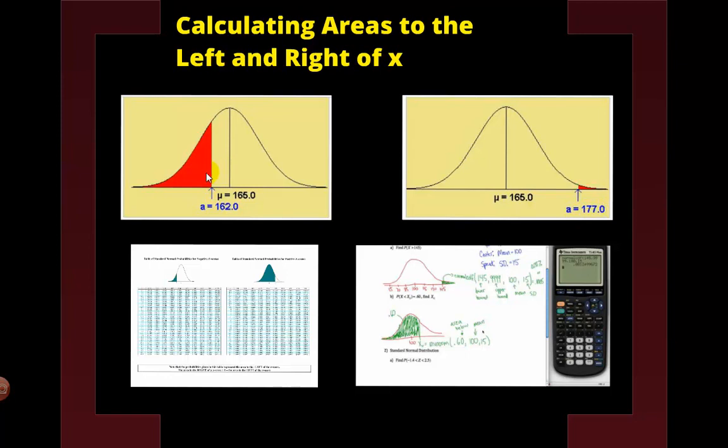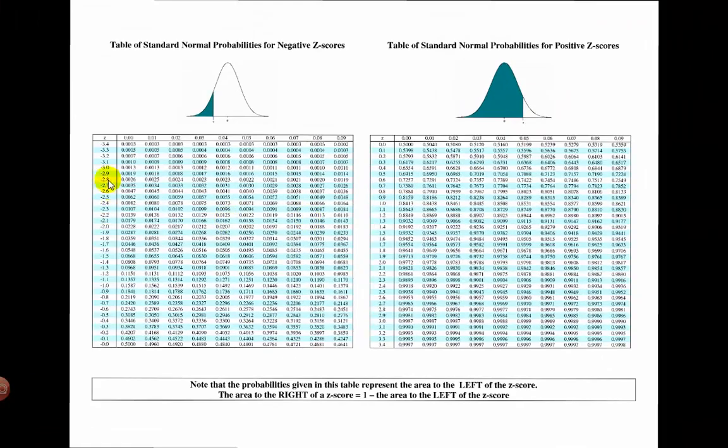Well, we know it's over here, and we want to know what's the chance of it being less than 162. What is the chance of this being bigger than 177? So we would do those out and find our z values, and then we can look them up on this table here.